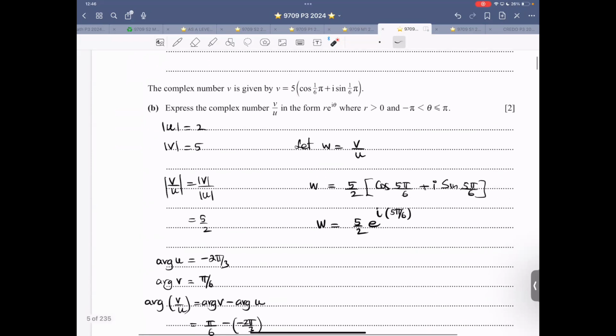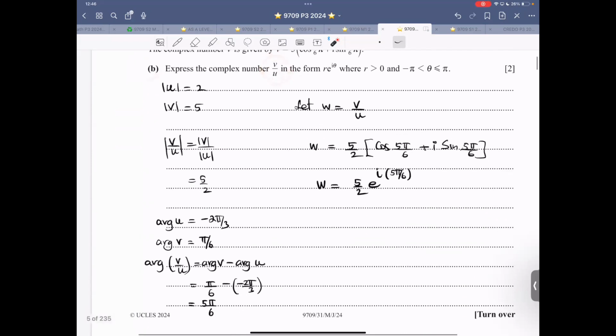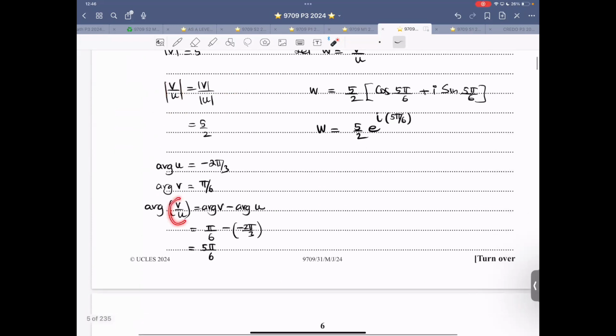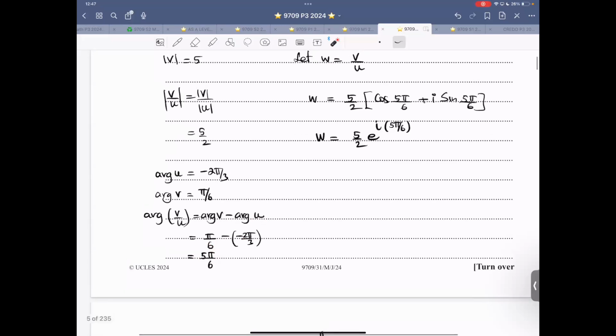Now, what are they asking? They are asking to express the complex number v over u. So for v over u, the overall magnitude is the individual magnitudes divided. What is the argument of v over u? That is subtraction. This is related to the rules of logs. So argument of v minus argument of u, minus minus cancel, you get 5 pi by 6.